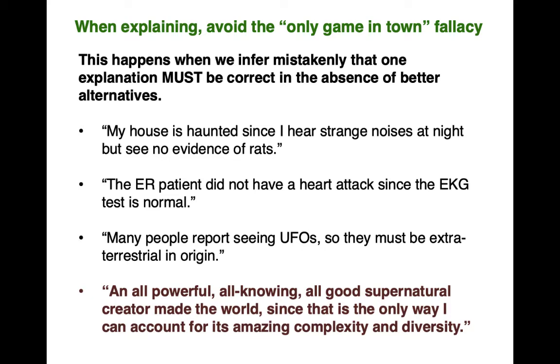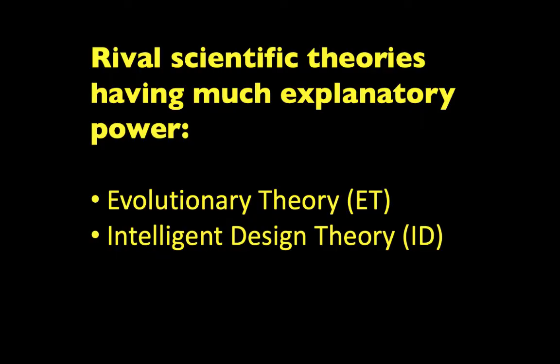Now that is the position of Plantinga. Again, rival scientific theories have much explanatory power. So I'm going to say both evolutionary theory and intelligent design theory have a lot of explanatory power. Now the issue is here we've got two competing theories. Both make accurate predictions. Both seem plausible, seem true even. And yet we have to find a way to choose one over the other.